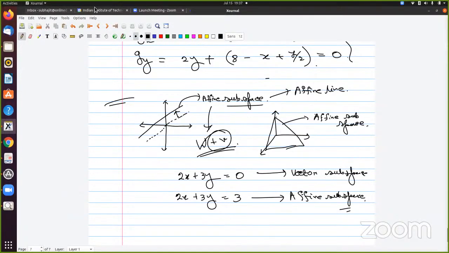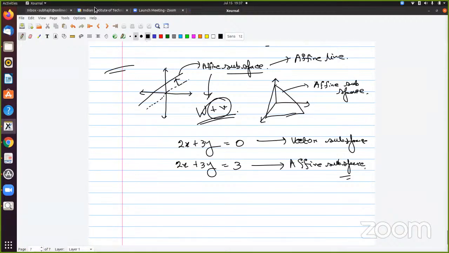Can you write one question, please? The linear approximation to f of xy equal to xy at 1, 1. Sir, why don't we need to normalize this unit vector? This is not a unit vector actually. But what is your linear approximation of this? First tell me that. What is the linear approximation of a function?